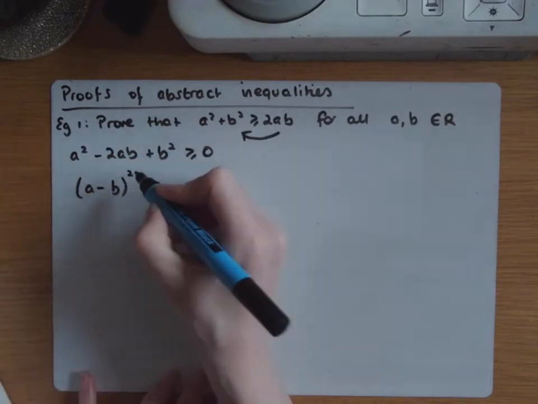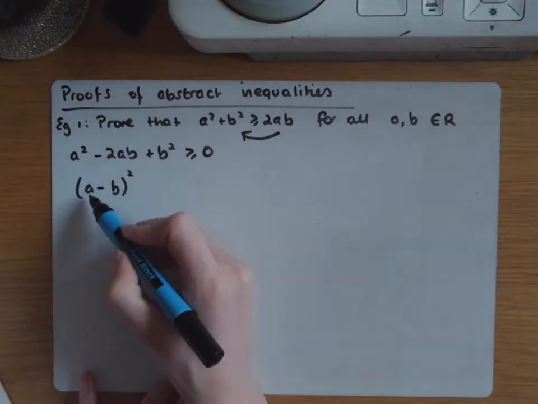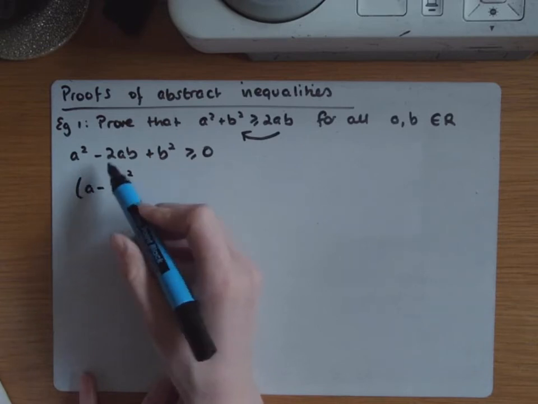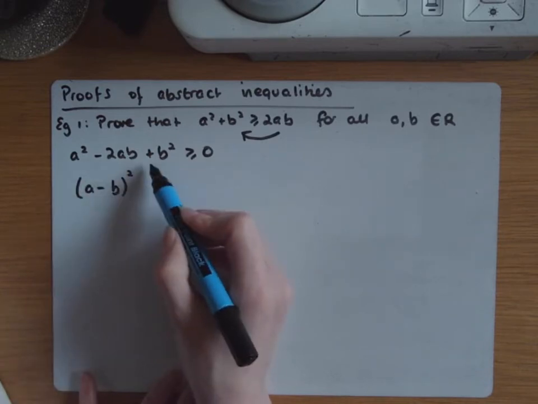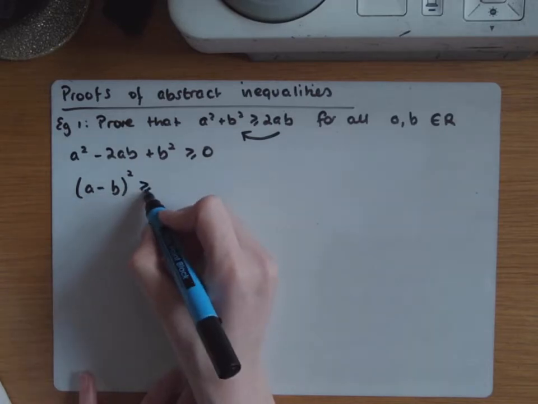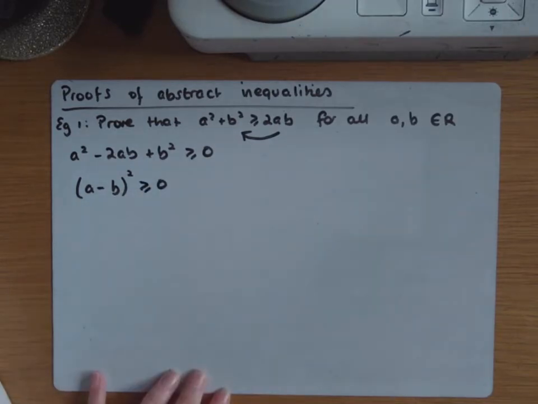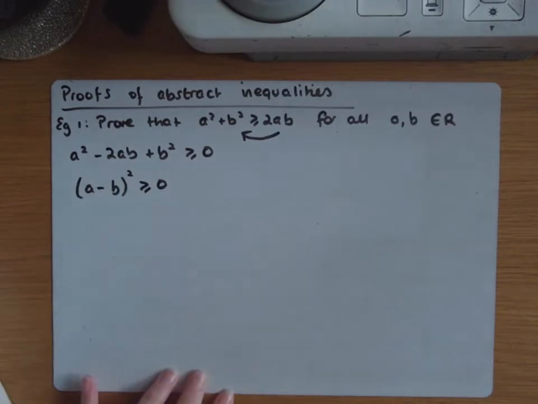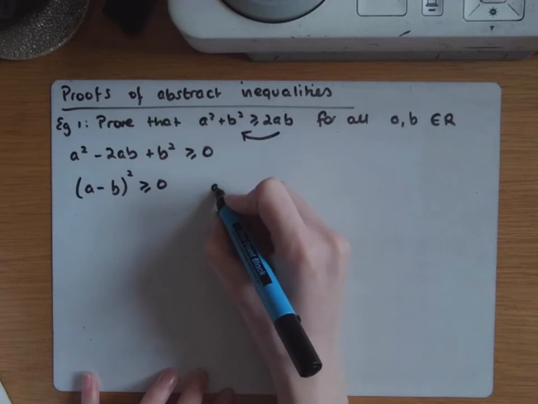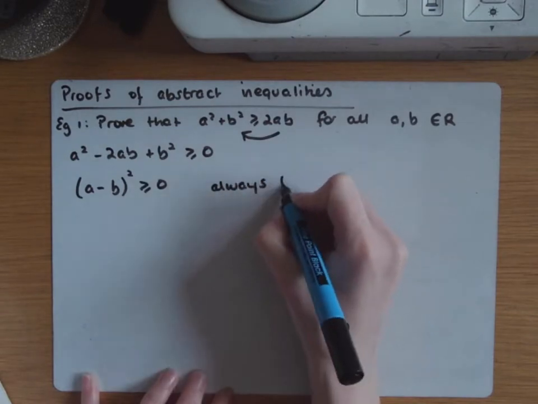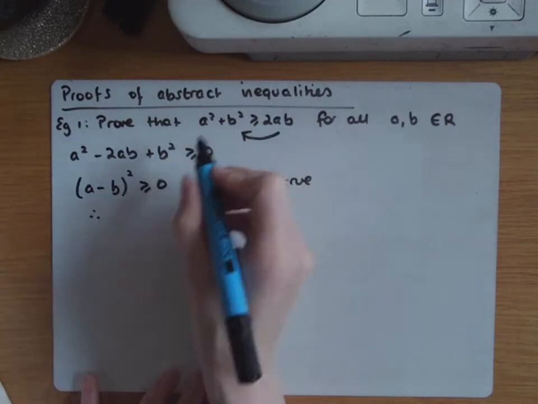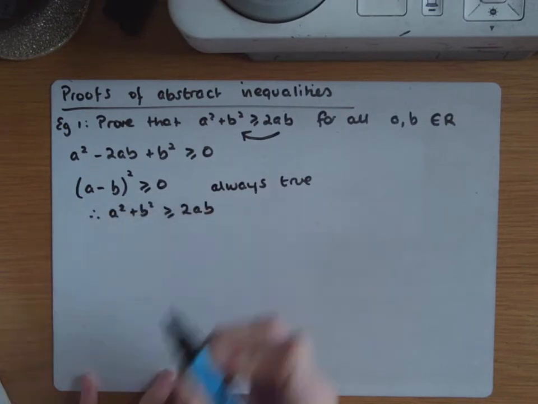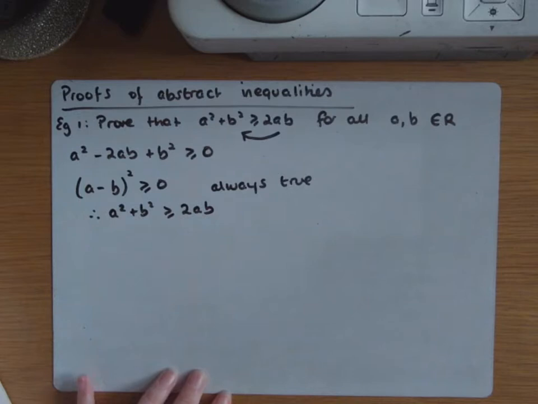So I know if this is a perfect square, I'd square the first, a squared, the product of the 2 multiplied by 2, minus 2ab, and square the last, b squared. So that is a perfect square. Okay? So you now have a minus b squared, which is greater than or equal to 0, which is always true. So you can say that this thing is true.